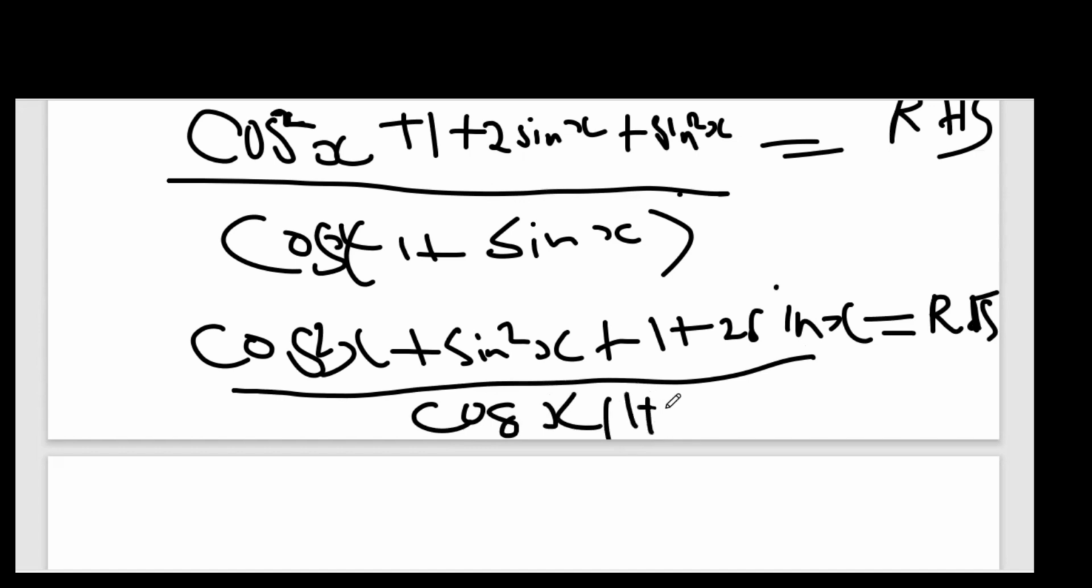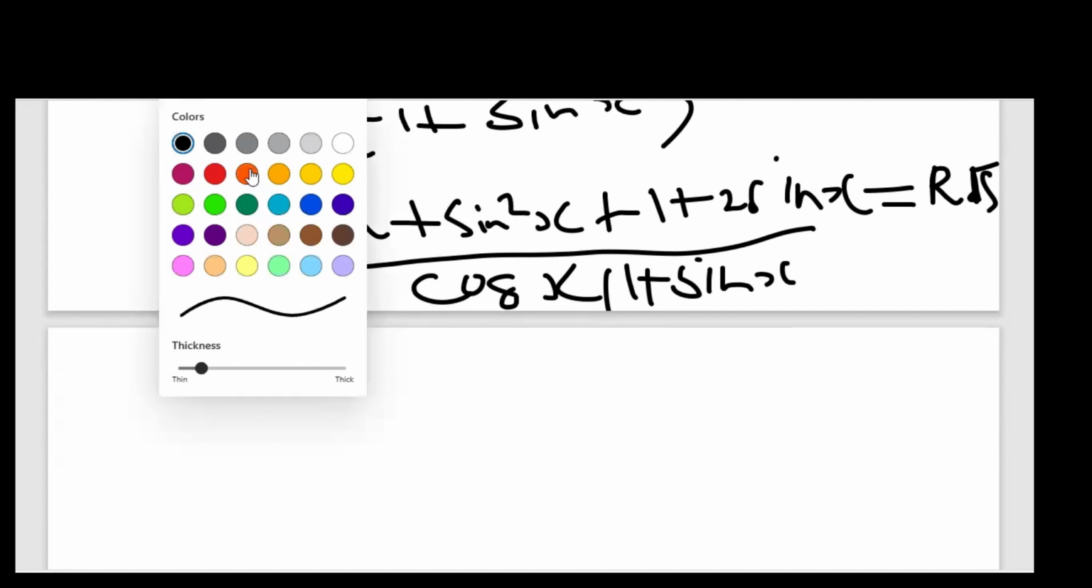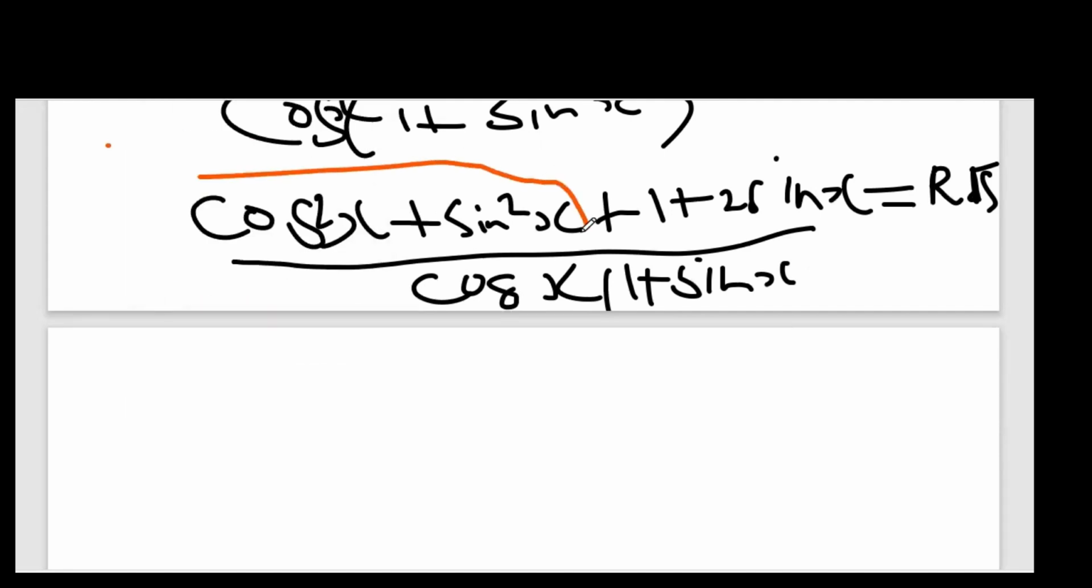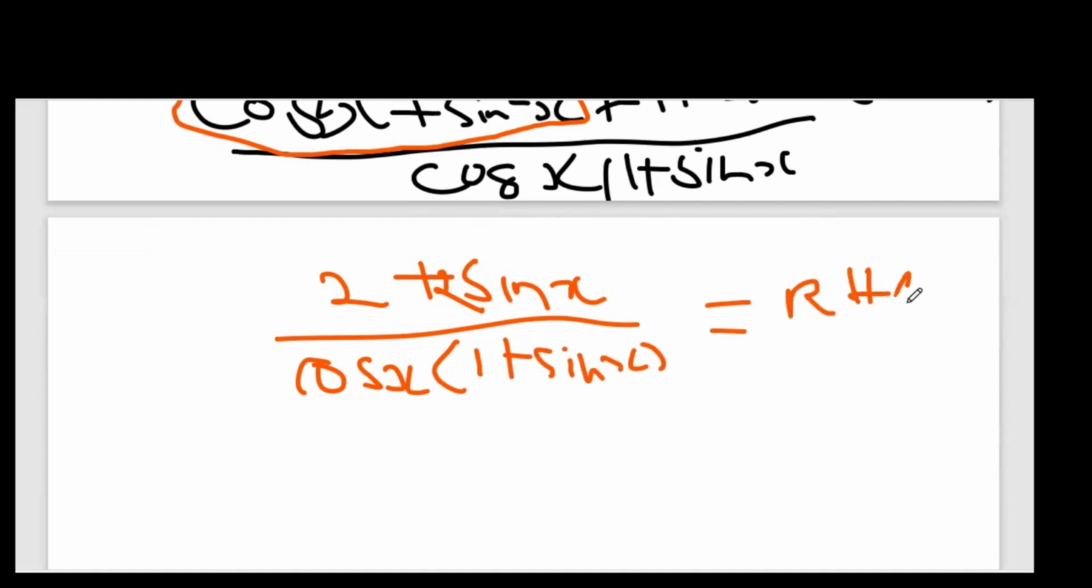Then in the brackets, 1 plus sin x there. So that one becomes 1, the one that we obtain when we add these two, because that's the identity. So 1 plus 1 gives me 2, plus 2 sin x in front, over cos x, and then multiplying that by 1 plus sin x. Then this should equal the right-hand side.